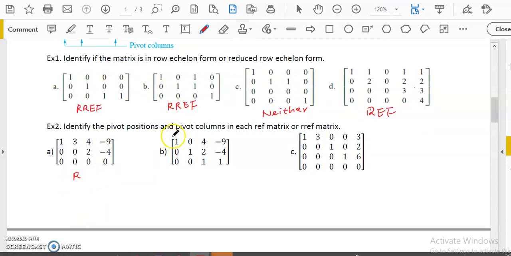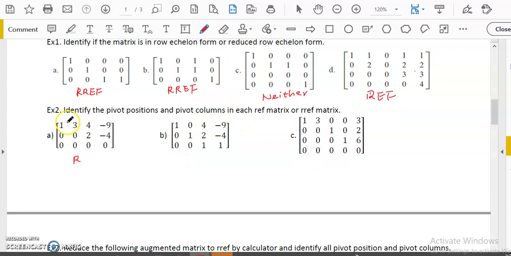Example 2 is to identify the prefix position and prefix column. The position would be this 2, and these 2 are the prefix columns. So I would use the 2, and this is the prefix position, and this one is also the prefix position. It is the first non-zero entry, and there's nothing below it, so it's fine. But because this is just an REF, we would have 3 prefix columns.